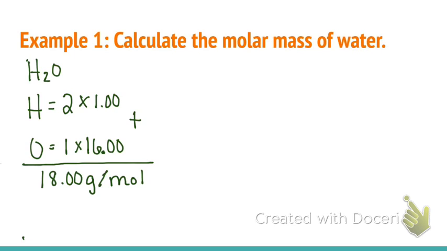So if you had a scale at home, you could get a cup, account for the mass of the cup, and get 18 grams of water from your faucet, and you would have 1 mole of material in that cup at that time. Okay?